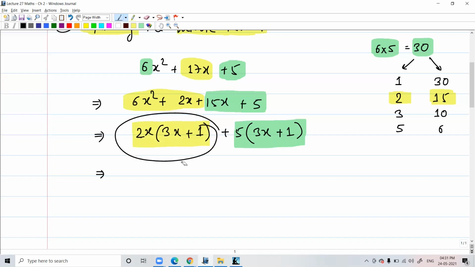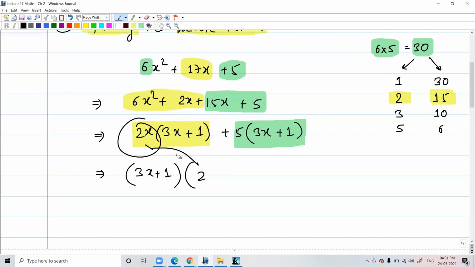This is the first term. It has 3x plus 1. This is the second term. This also has 3x plus 1. So I will take that 3x plus 1 as common. Write it here. And then what is remaining? 2x is remaining. That will come here, 2x. Okay. And from here, the plus 5 will come.